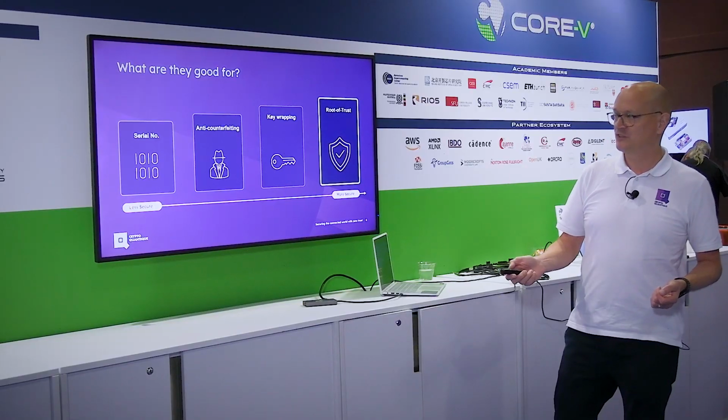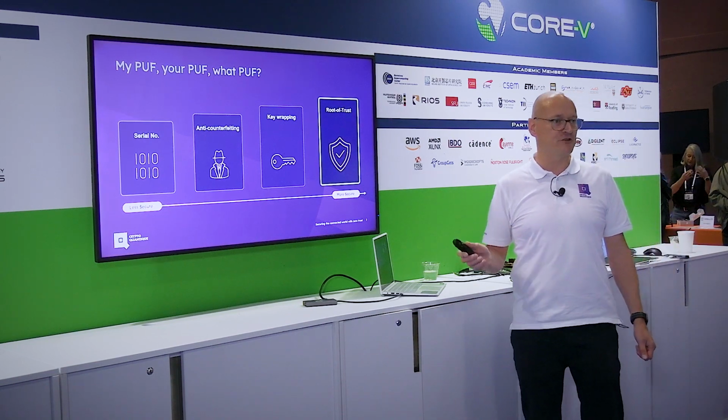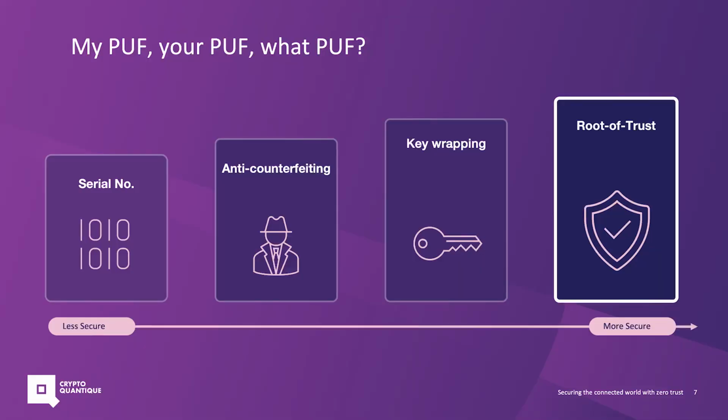What would you use a PUF for? There are many uses: simple serial number, anti-counterfeiting, tampering, key wrapping, and then the secure root of trust. That's where we see the most value, and where everybody is pushing their PUF solution. These different applications have different security requirements. A serial number is less secure. You just need maybe a MAC address or a serial number. It just needs to be a repeatable random string. It doesn't matter if it's going to be attacked. It has very little value. People aren't going to be trying to hack your serial number. Anti-counterfeiting gets more secure, then key wrapping, then root of trust.